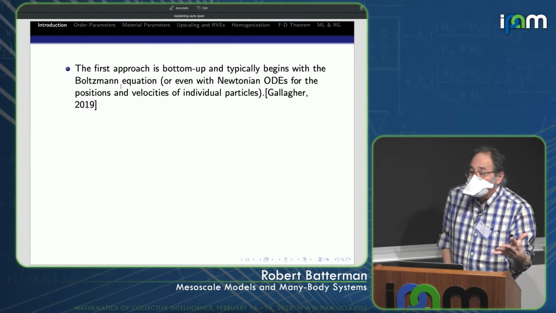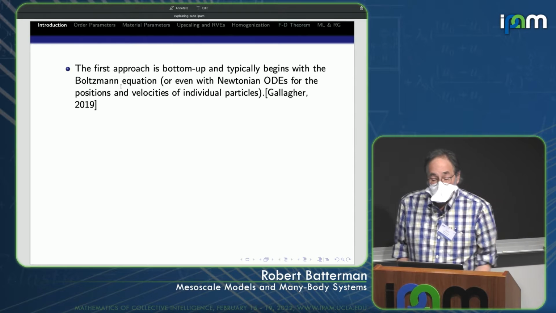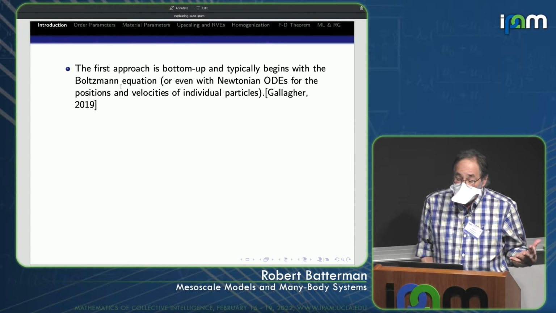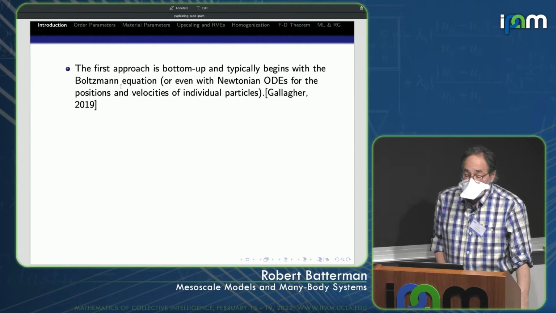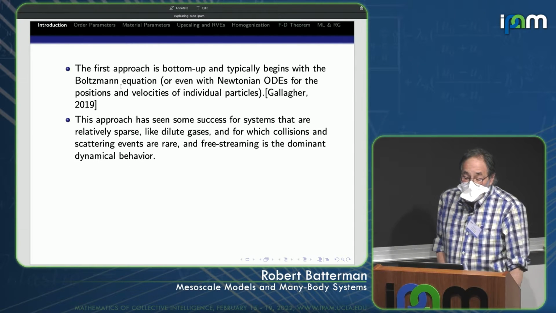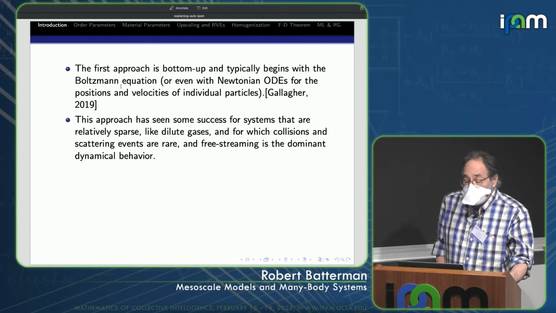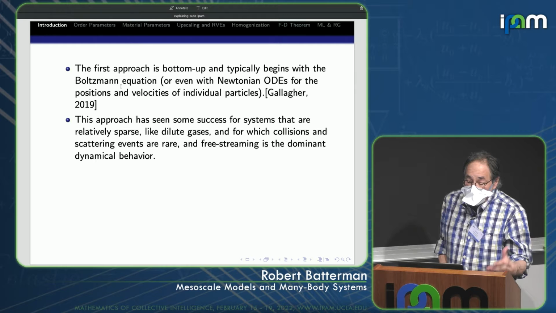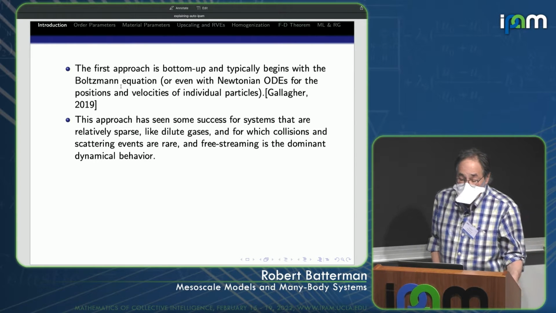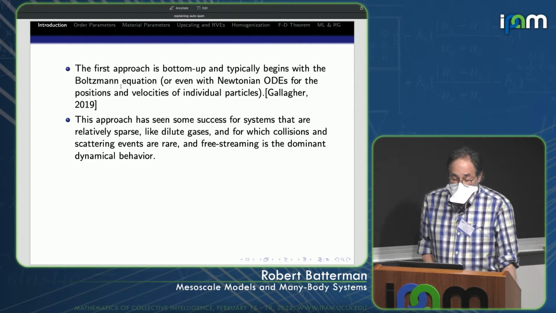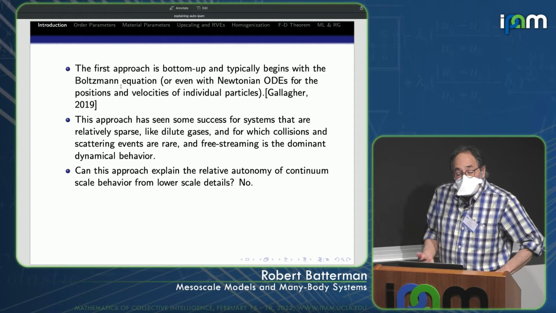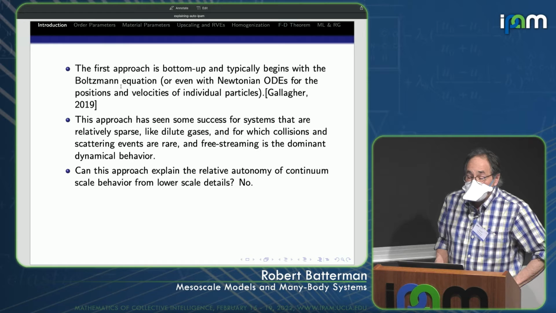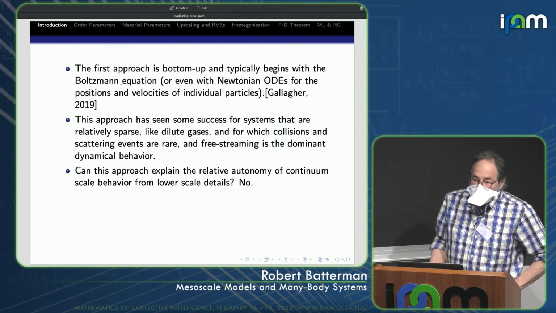So the first approach is a kind of bottom-up approach and typically begins with the Boltzmann equation or even with Newtonian ODEs for the positions and velocities of individual particles. That approach has seen some success for systems that are relatively sparse, like dilute gases, and for which collisions and scattering events are rare, and free streaming is the dominant dynamical behavior. So can this approach explain the relative autonomy of continuum scale behavior from lower scales? I want to say the answer to that is no.